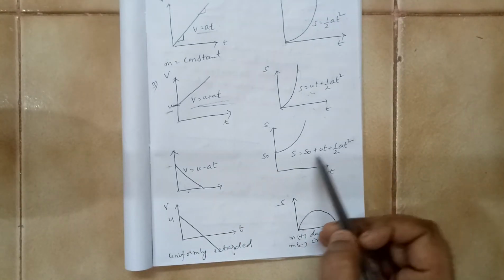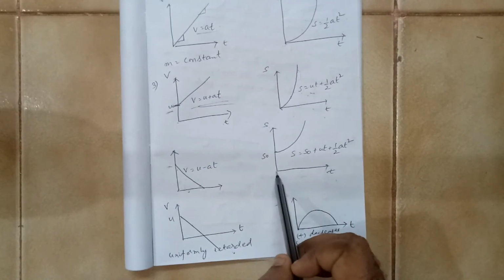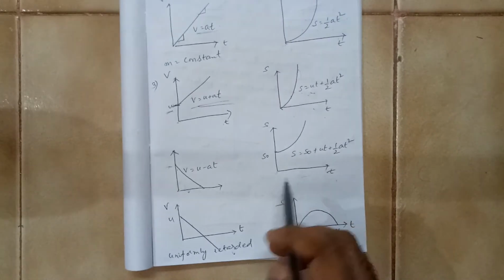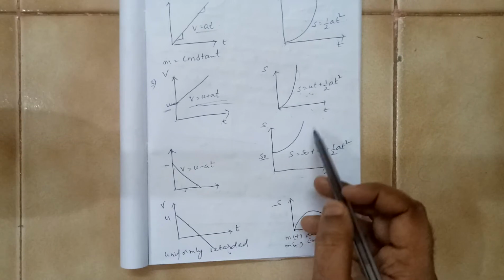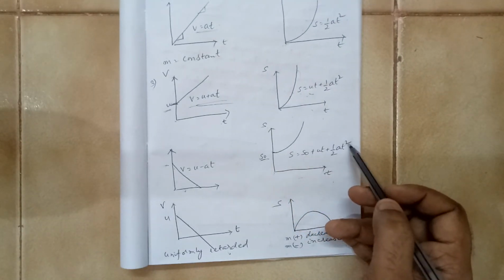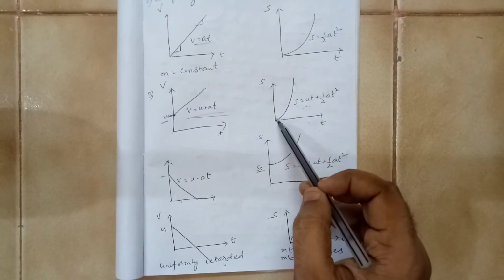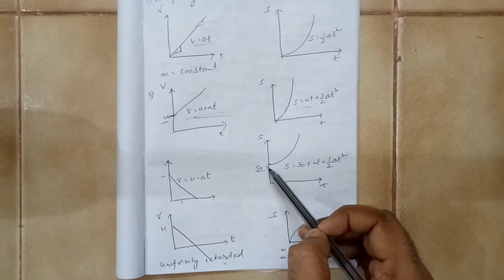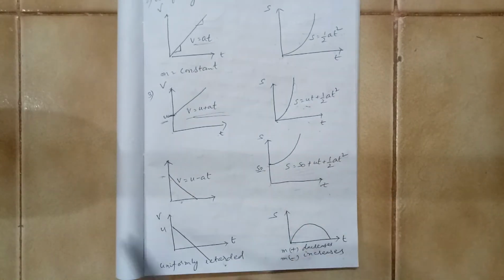See this graph. Here what is happening is you have drawn the ST graph. The object has got some initial position. It is not at the origin. It is at some position which is S0, and from there you have to take the case of ut plus half at square. That means this shape will come from this point now. Here it started from origin, here it started from here. Only difference between these two is it has got an initial position. It didn't start from origin, it started from some initial position.